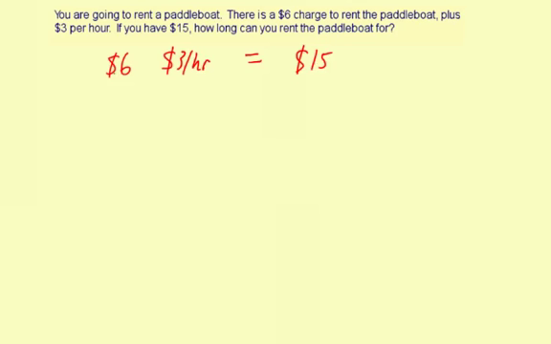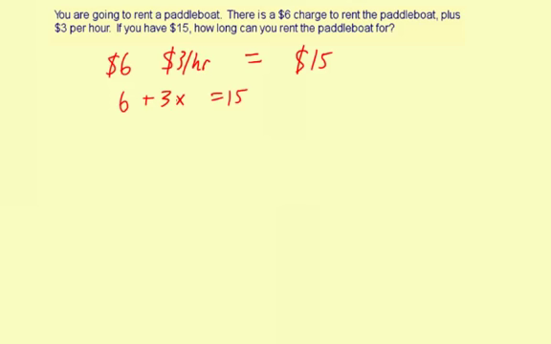And $6 is going to be gone right away because there's a flat fee of $6. And then whatever's left, you have $3 per hour, and then times how many hours, we don't know. That has to equal the $15 combined together. So we don't know a value here that we're trying to figure out. We're going to use a variable to represent that. So it's going to be 6 plus 3 times x, which is the number of hours you're going to rent the paddle boat. We don't know what that is. But that combined together has to equal 15. So we have 6 plus 3x equals 15.